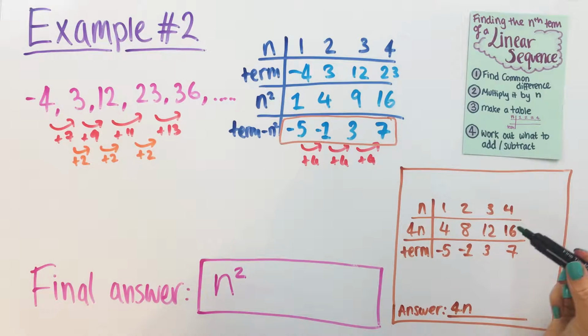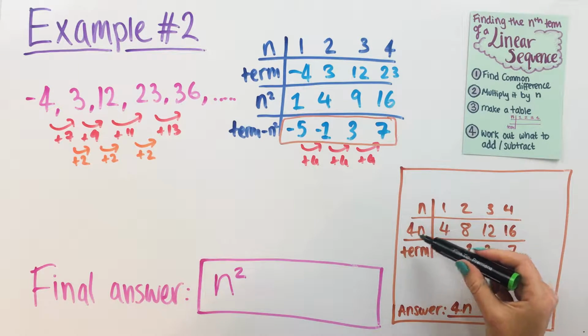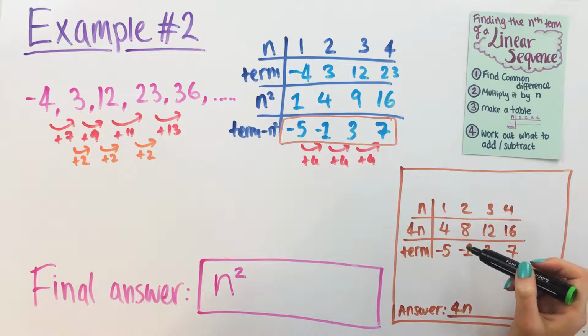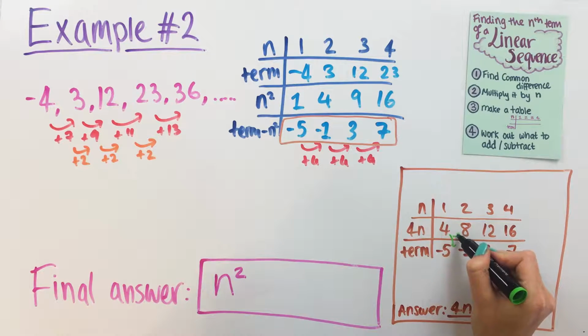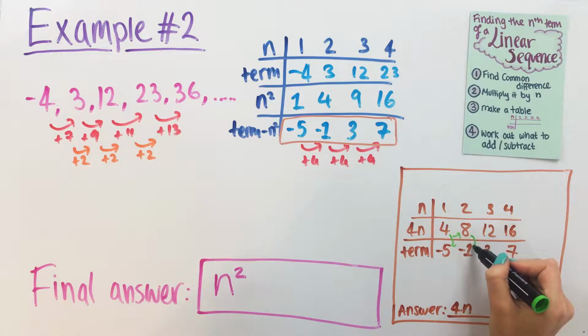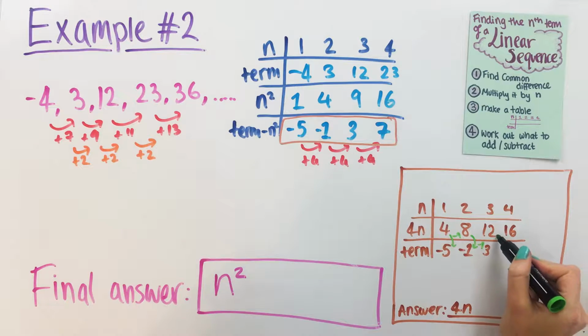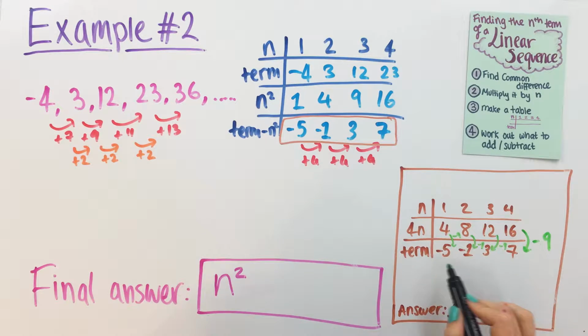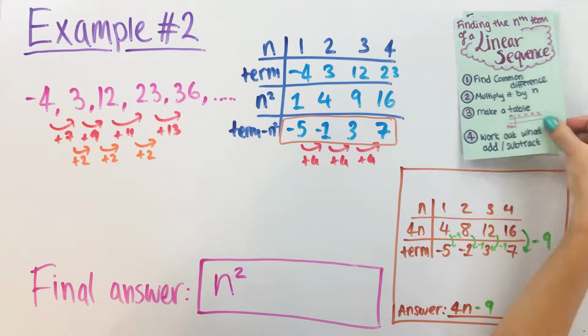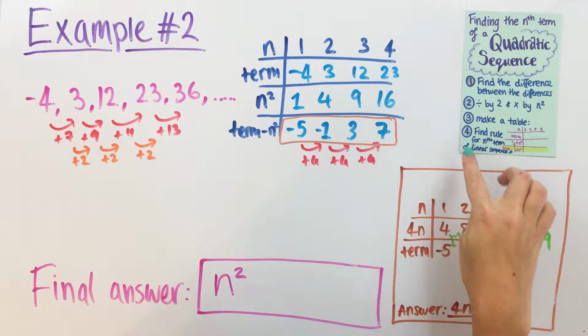We then, in step 4, work out what we add or subtract to get from the second row to the third row. So to get from 4 to minus 5, we're subtracting 9. Likewise, from 8 to minus 1, we minus 9. 12 to 3, minus 9. And 16 to 7, again, minus 9. So to get from the second row to the third row, we're subtracting 9 each time. So therefore, we write minus 9 here. So we've completed finding the nth term of this linear sequence, so we can go back to finding the nth term of our quadratic sequence.